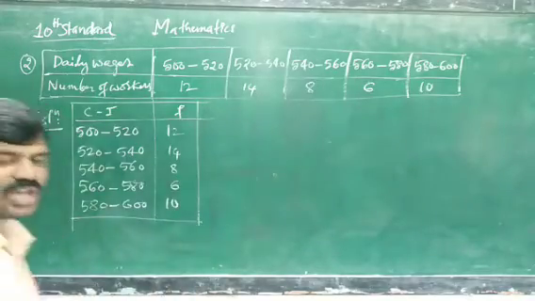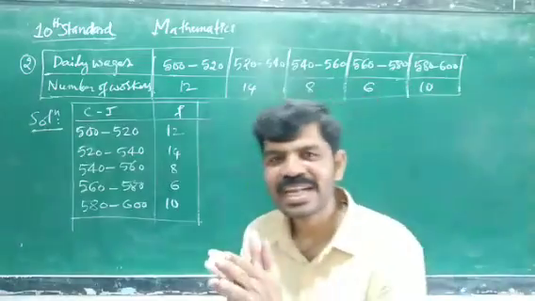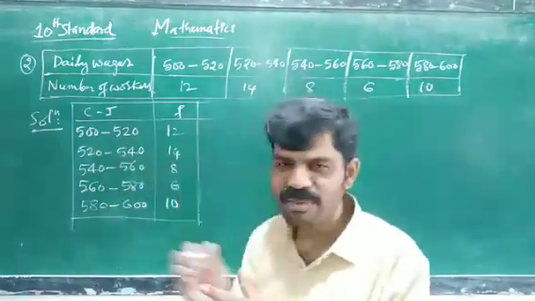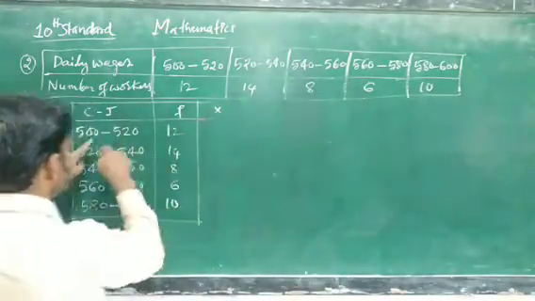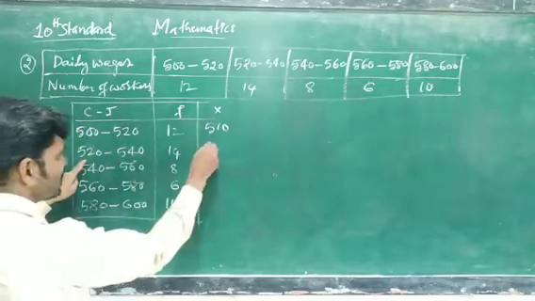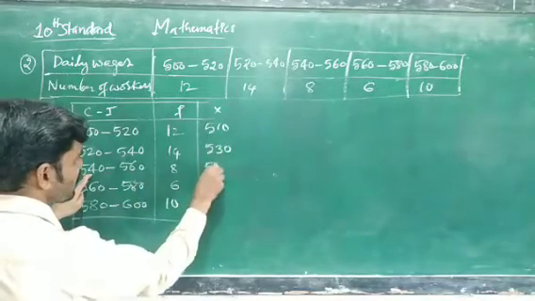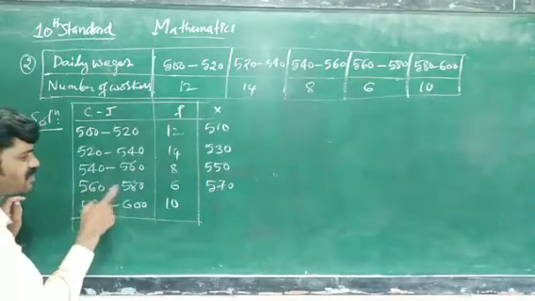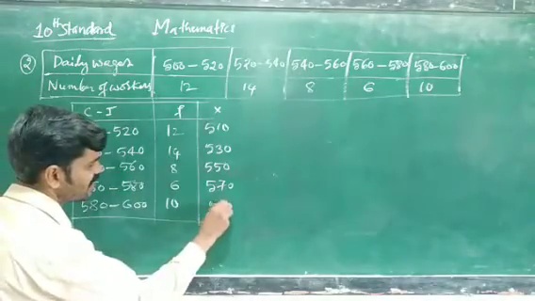Now we have to find the central value. For 500 to 520, the middle number is 510, that is the value of x. So the value of x is 510, then 530, then 550, 570, and for 580 to 600 it is 590.